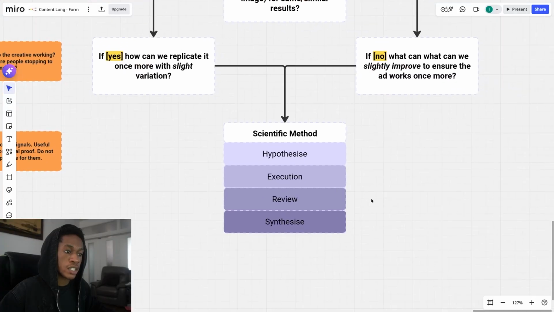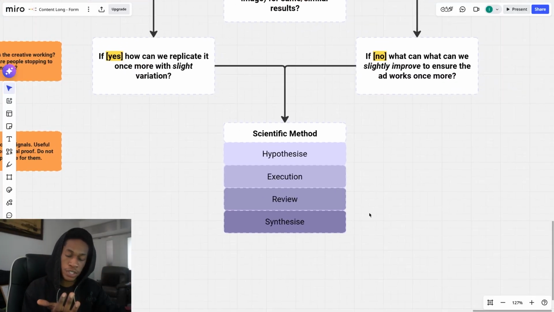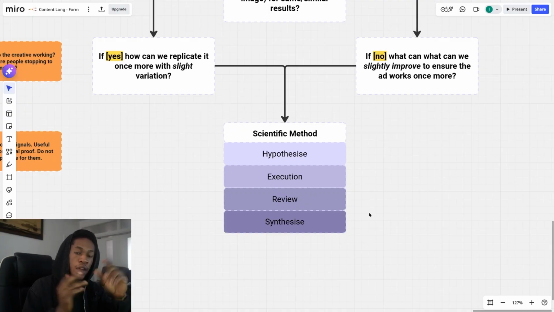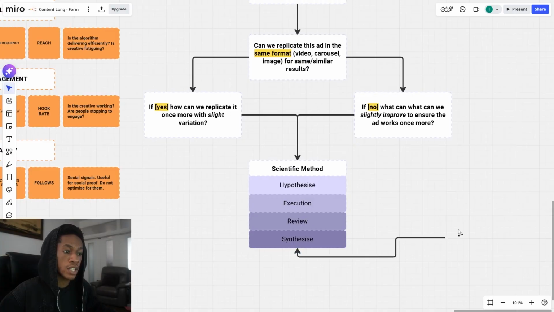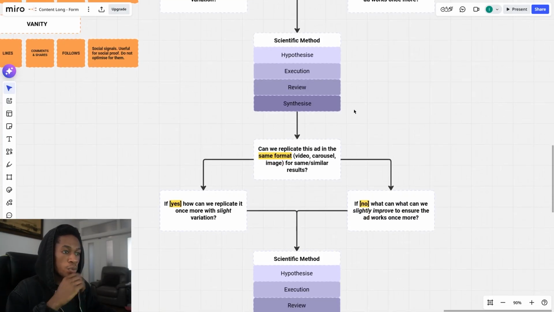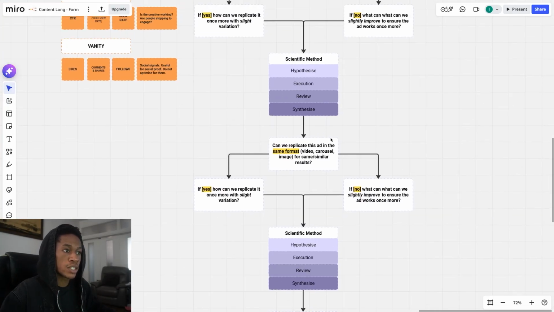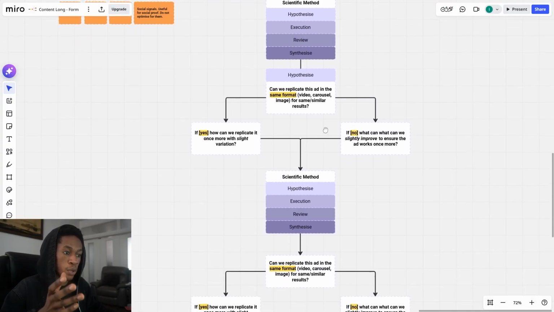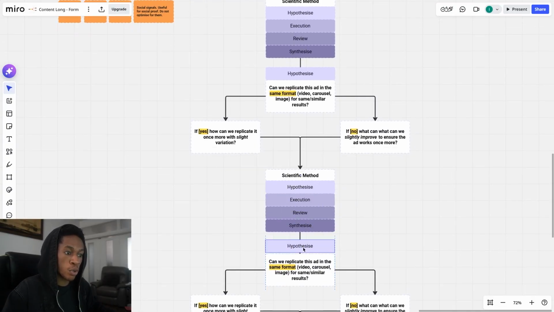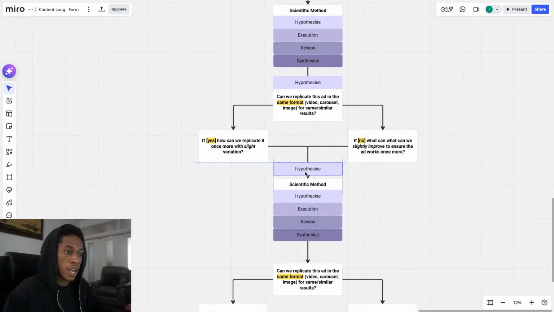Once that's done, that's when we synthesize. Once we've hypothesized, executed, and reviewed it, we come to a conclusion. Did this ad perform well? And this is when we cycle back, and it forms a feedback loop. So we come from synthesize, and then it comes back to hypothesis. We hypothesize once more, right? Can we make it possible? And then we just continue to follow this process over and over again until we find every single winning creative. And then we're just able to make winning ads.